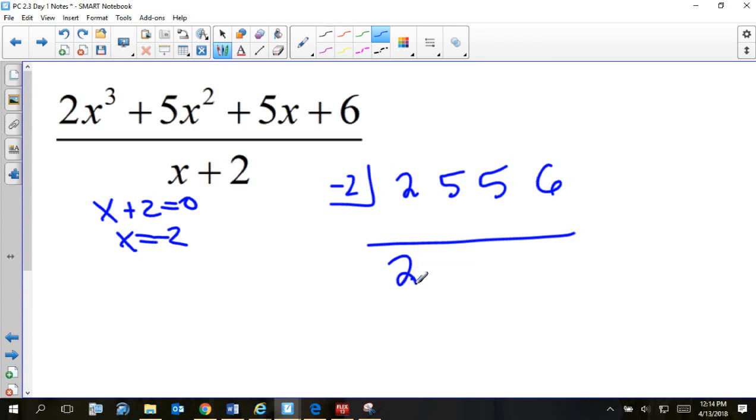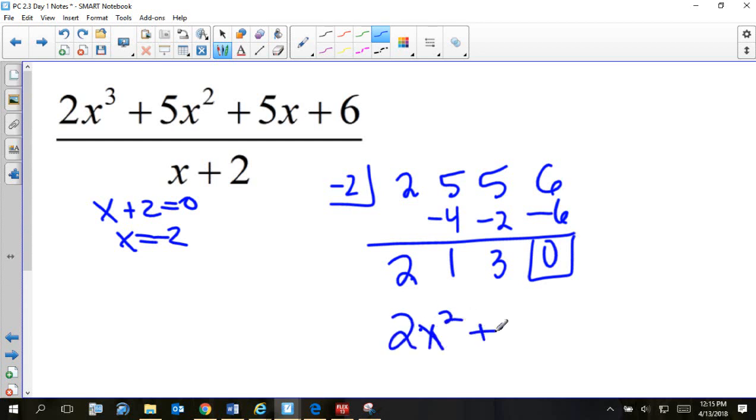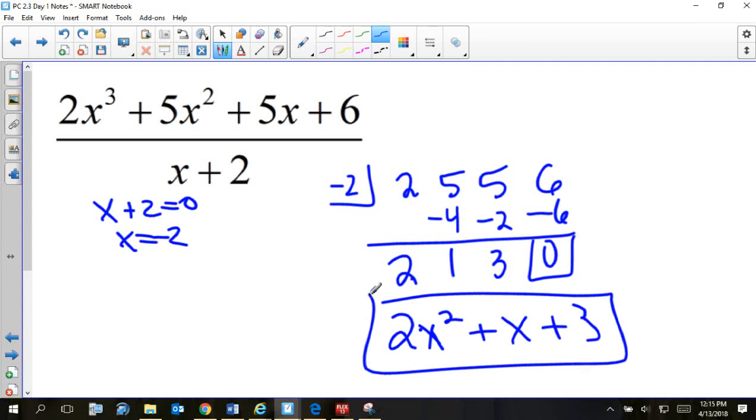And what are our operations? Multiply, add. Multiply, add. Multiply, add. Started as a cubic, took out an x power, so now we have a quadratic, 2x squared plus x plus 3, no remainder, done.